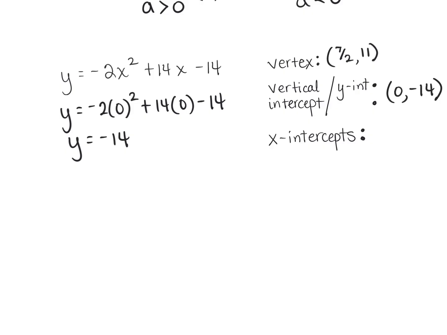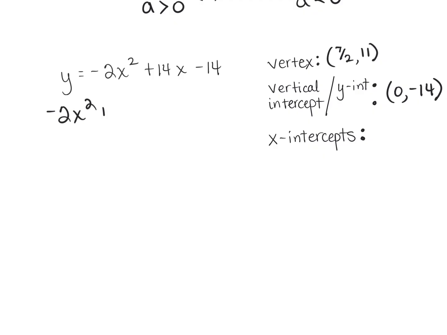And then we're going to start all over again in order to find your x-intercepts. So to find the x-intercepts, we let y be equal to 0 and solve for x. So we have negative 2x squared plus 14x minus 14 is equal to 0. And I have a GCF of negative 2, so I'm going to divide everywhere by negative 2 to make my life a little easier. And in doing so, I've done two things.